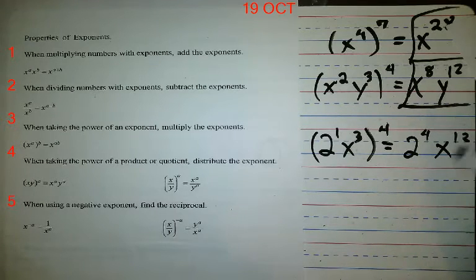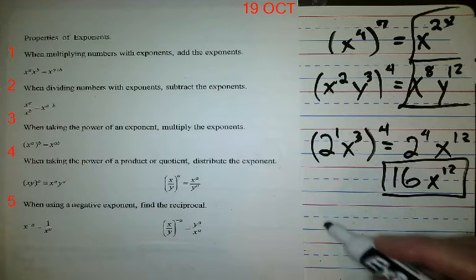But you cannot leave it like this, because 2 to the 4th means 2 times 2 times 2 times 2. This is really 16x to the 12th. Let's try that again.